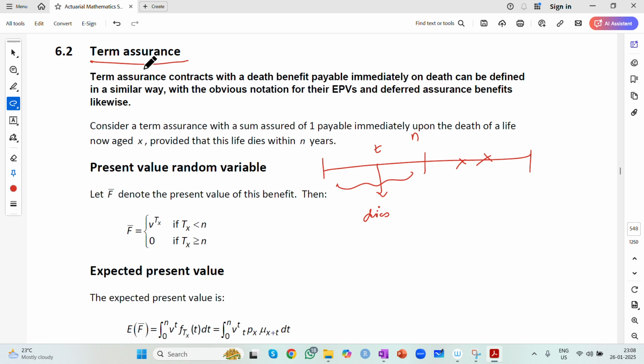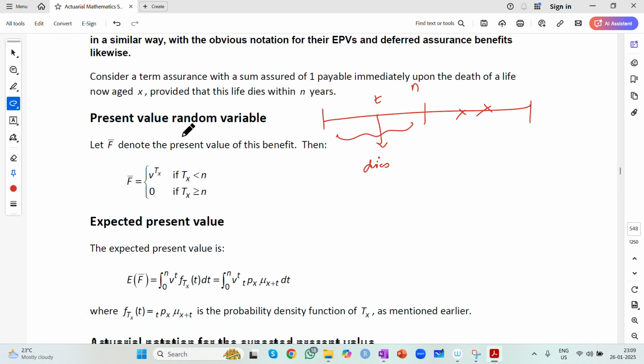So this term assurance is very similar to the earlier term assurance. The only thing is that here the payment of the benefit is done immediately at the time of death. In the earlier case, the discrete case, it was supposed to be paid at the end of the policy year of death.